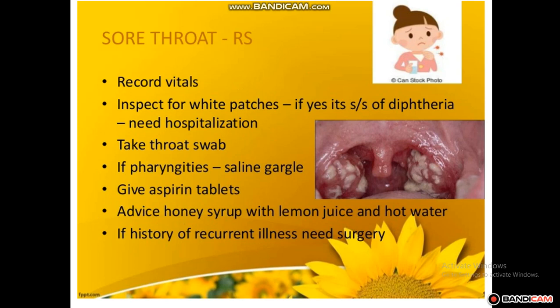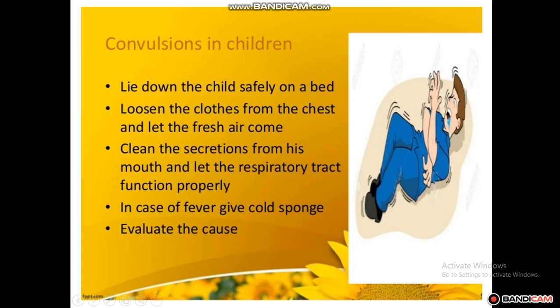Take a throat swab. If it is pharyngitis, saline gargle is necessary; give aspirin tablets. Advise honey syrup with lemon juice and hot water. This is a common thing we advise as a home remedy or granny recipe. If there is a history of recurrent illness, you may need surgery. So identify it and manage.